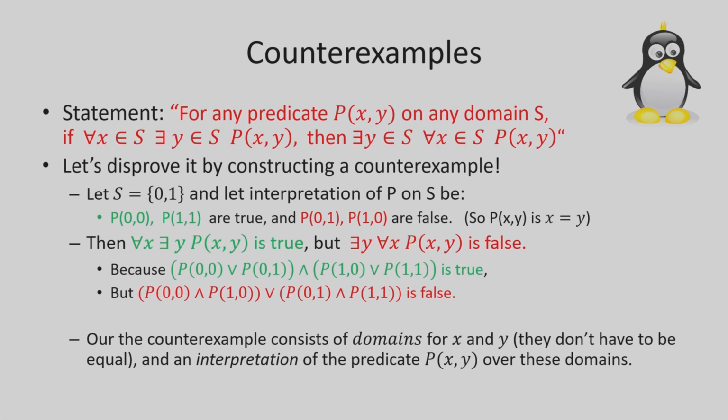So we are constructing a counterexample. Our statement said no matter what the predicate is and no matter what the domain is, something is true. But we are saying, no, wait a minute, I can give you a predicate and a domain for which the thing that you're claiming is always true is actually not. And here is a domain, 0, 1, and here is a predicate, x equals y. Now you could check that for every x there exists y, P of x, y is true, but there exists y for all x, P of x, y is false. And because our domain is so small, we could actually use the trick of writing out all the possibilities in order to check whether the statement is true or false.